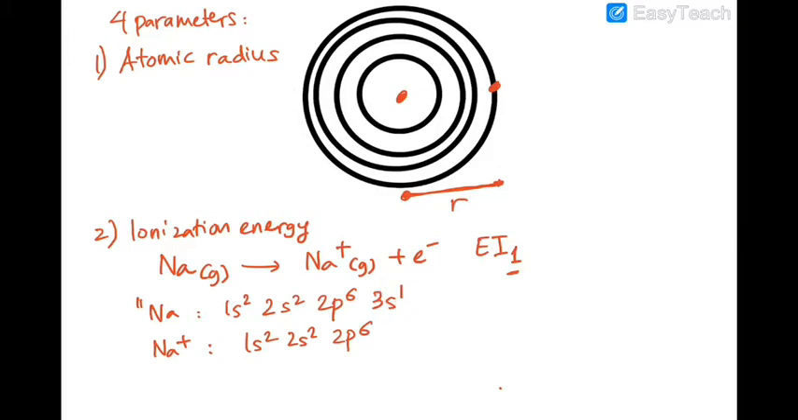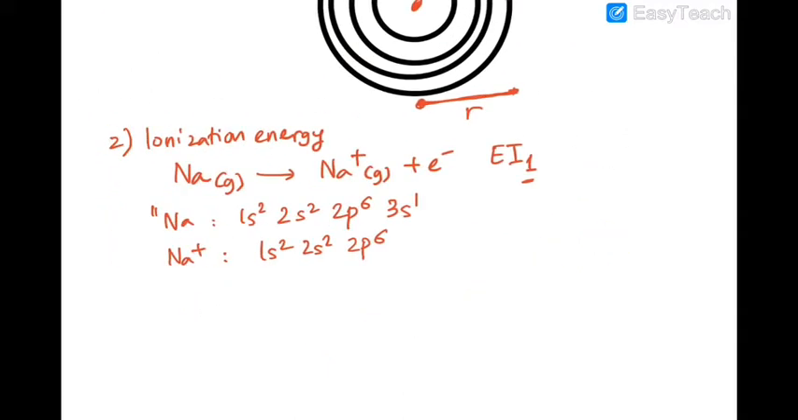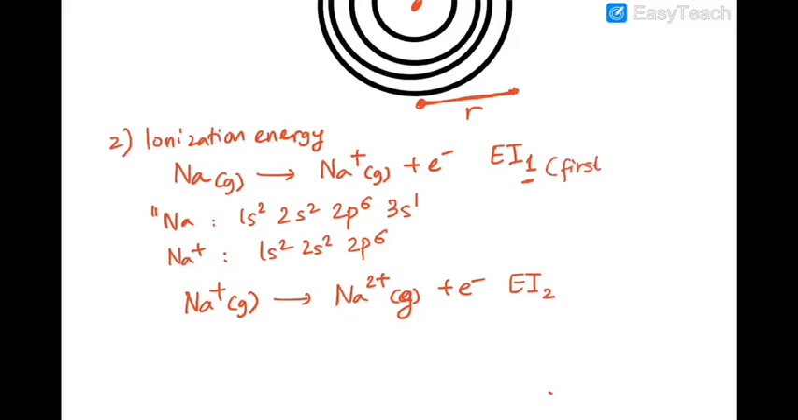The problem arises when we want to make sodium 2 plus. To get sodium 2 plus, we need the second reaction, and now you can see that we have sodium plus instead of sodium. And from here, we have the second reaction to form sodium 2 plus gas plus electron. And this is the second ionization energy. So this is the first, and this is the second.